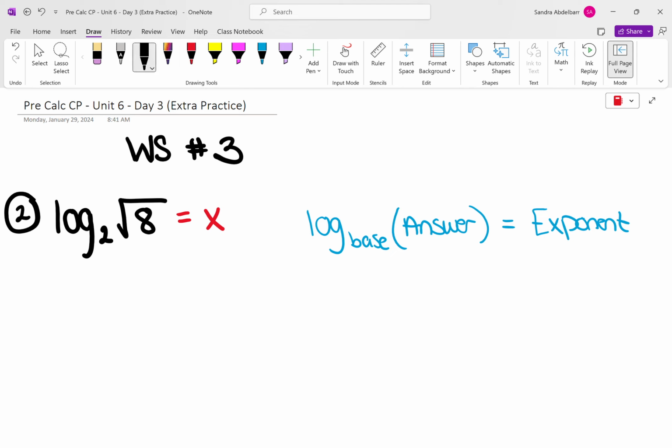When we change it back into exponential, this is saying 2 to the x power is equal to, how do I write the square root of 8 as an exponent? 8 to the half power. I always write radicals as exponents when we're doing logs. Anybody confused with how I went from our original problem to our exponential?